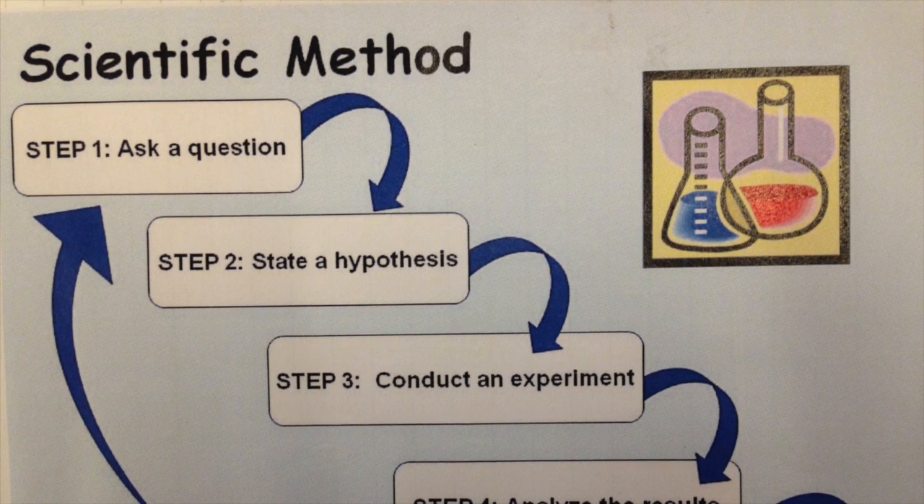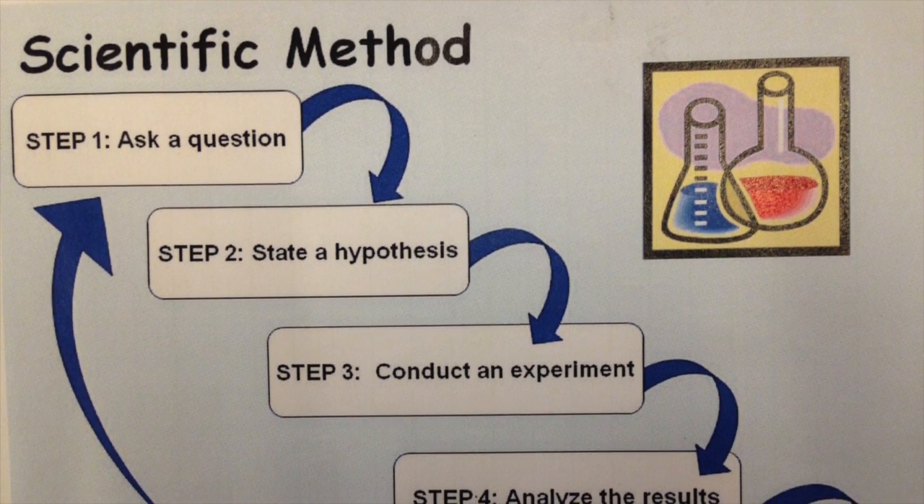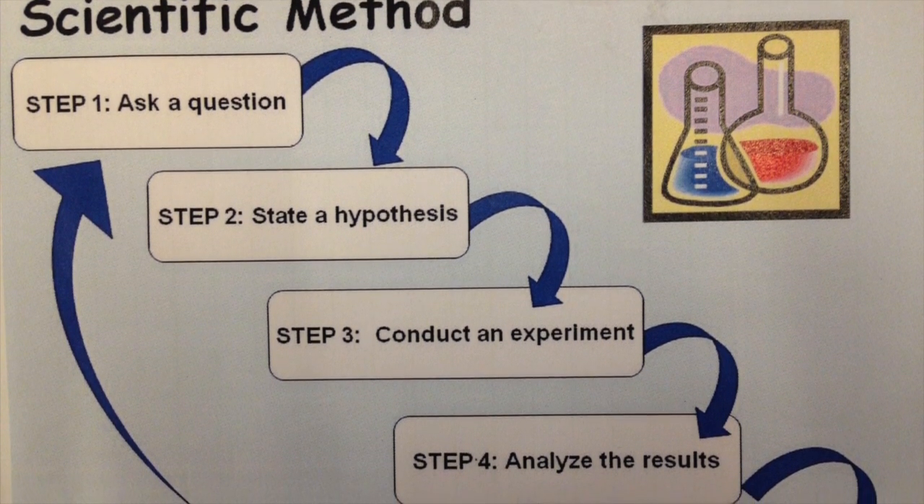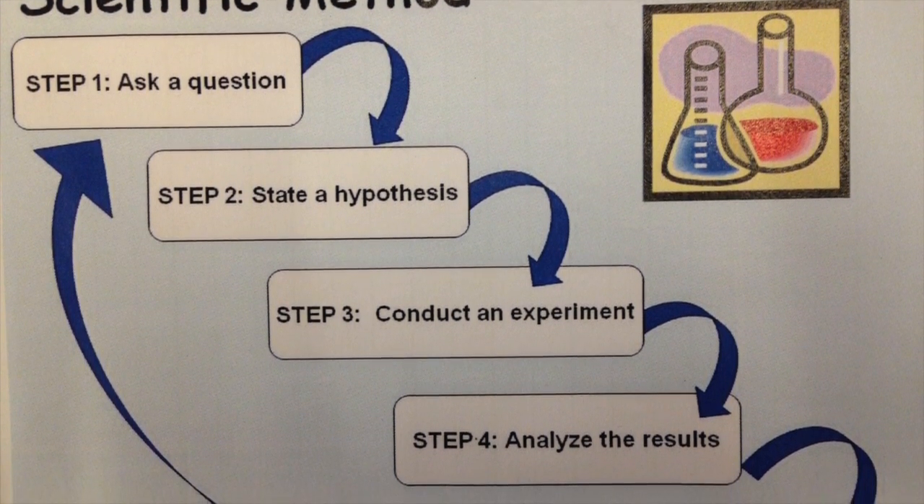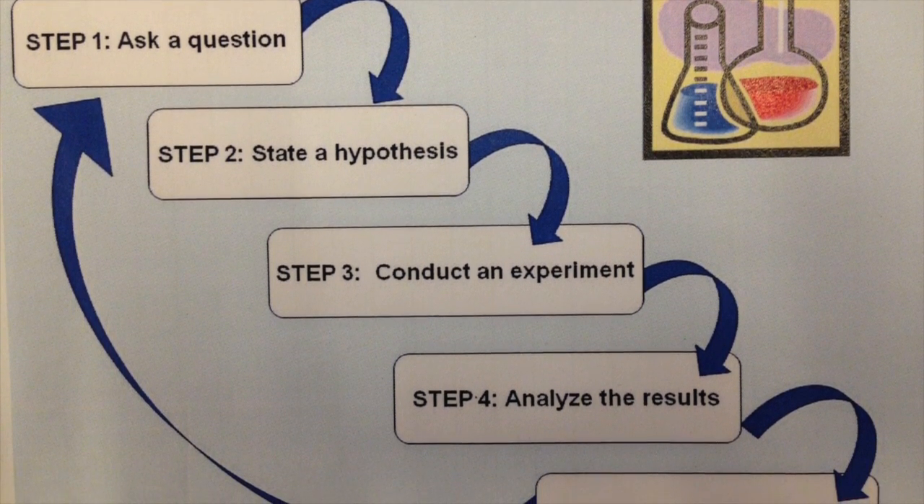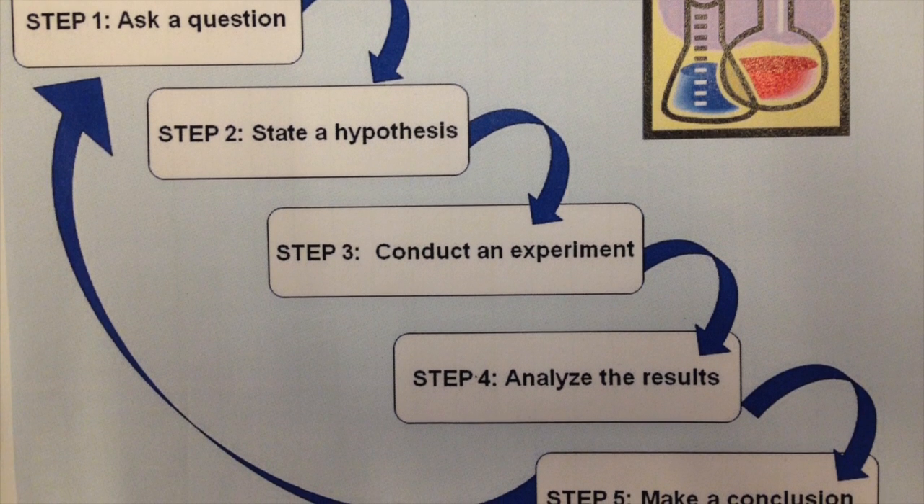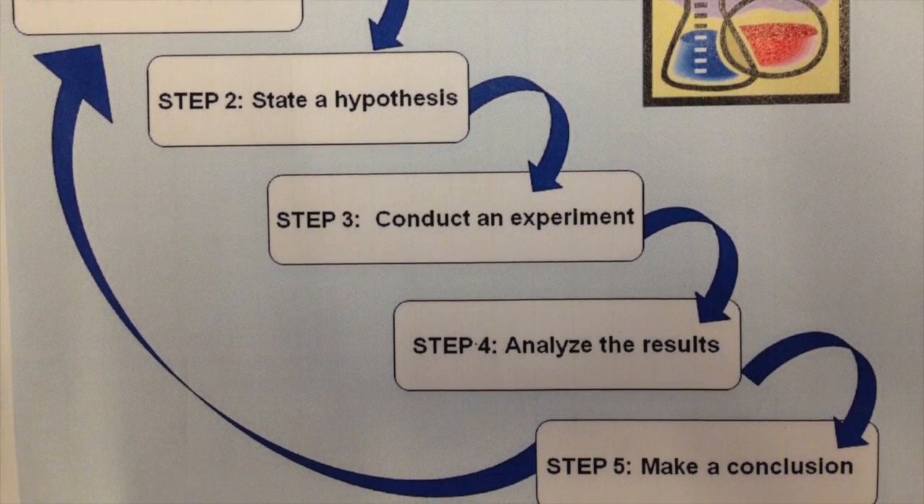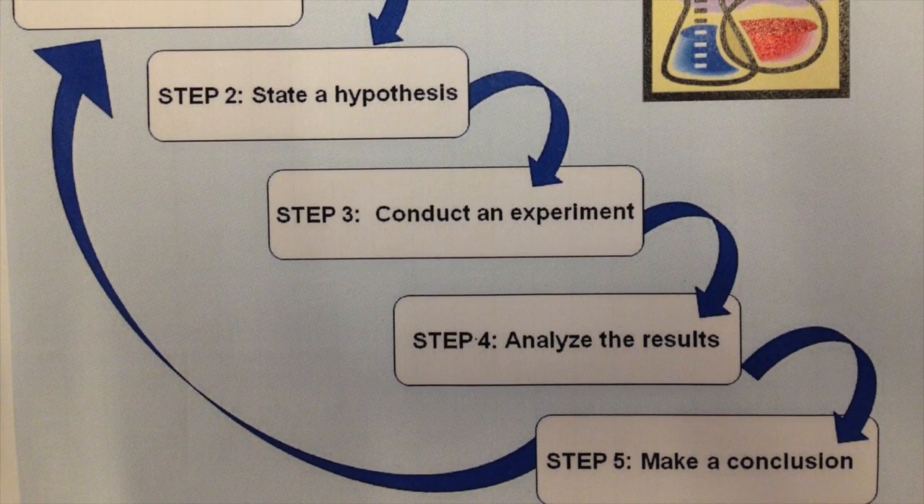Once students were introduced to the concepts and vocabulary for the unit, we reviewed the scientific method, which students had been introduced to earlier in the year. Students were asked to number 1, ask a question, 2, state a hypothesis, 3, conduct the experiment, 4, analyze the results, and finally 5, make a conclusion.